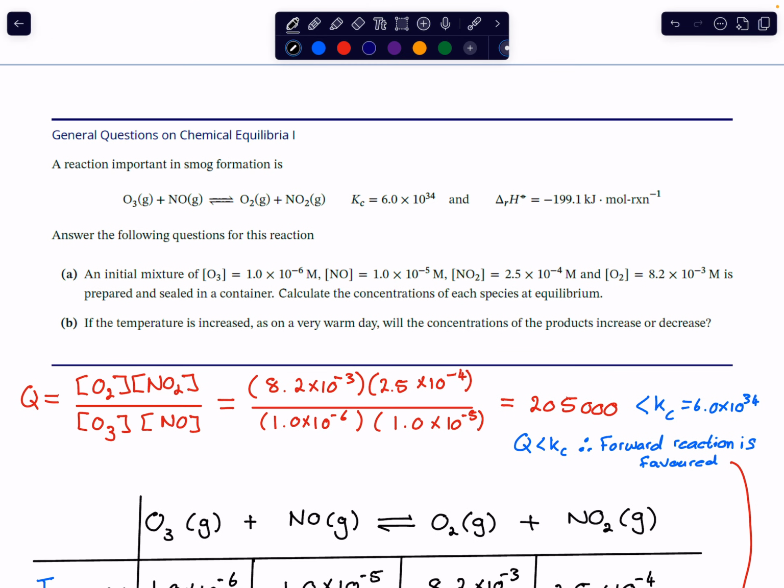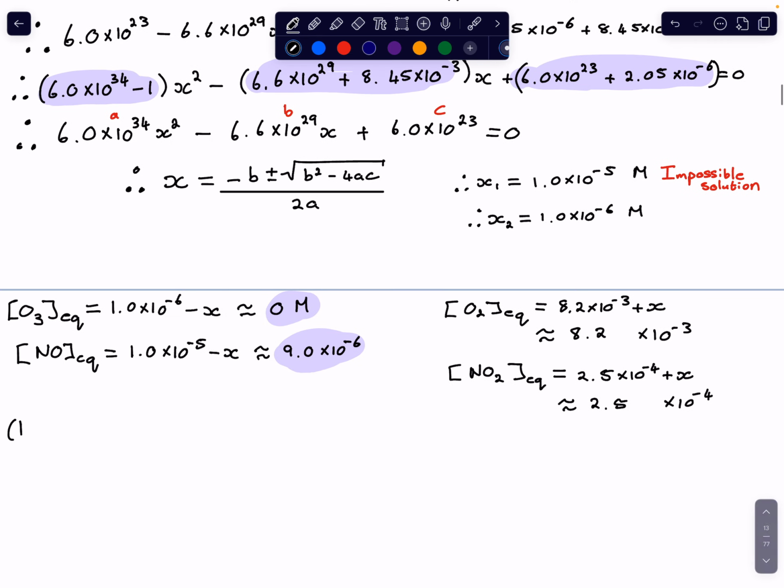Now, part B of the question. If the temperature is increased, as on a very warm day, will the concentrations of the products increase or decrease? And as usual, how we need to judge that is we need to think of it in terms of the enthalpy. So the enthalpy here is negative, and that implies it's an exothermic reaction, and that means we can actually write the heat as a product.